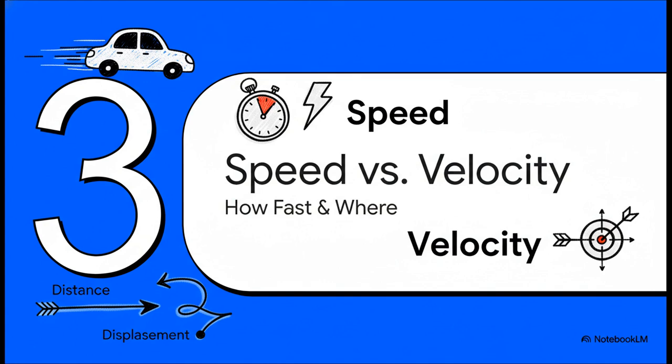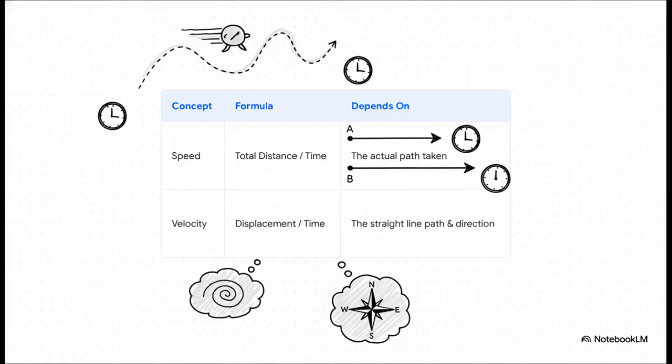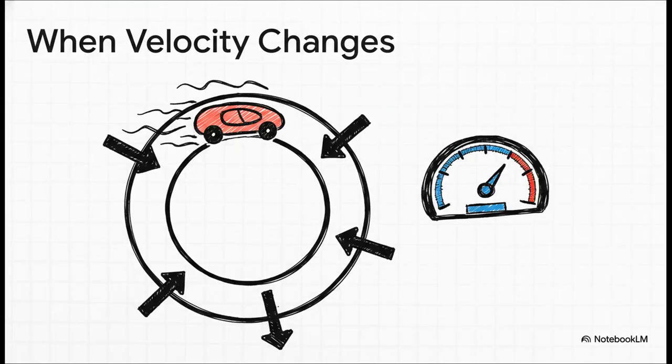The next obvious question is how fast. And you guessed it, just like before, physics has two different ways to answer. And it all comes back to the difference between the winding path and the straight line. This table breaks it down nicely. Speed is the one we use all the time. It's just the total distance you went divided by how long it took you. Velocity, though, is your displacement divided by time. It only cares about how quickly you got from your start to your finish in a straight line. And crucially, it also includes your direction.